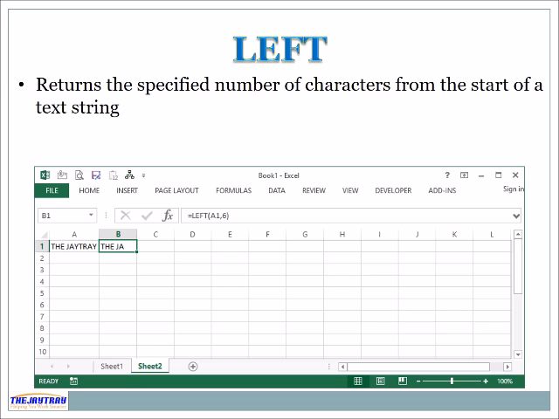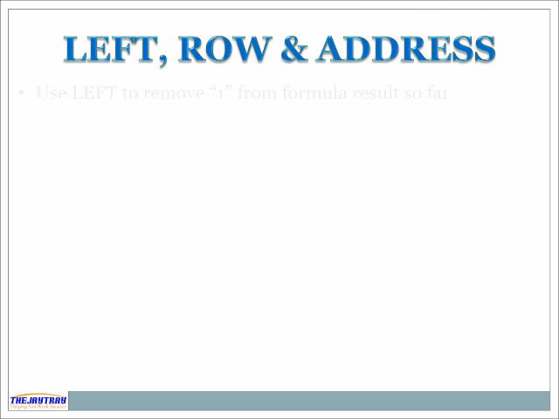You might look at that and say it's actually only giving me 5 letters, which it is. It's giving me 5 letters but 6 characters because there is a space after "the" and before "J". And that's what I'm going to use now in my ROW and ADDRESS formula, because I only want the first character of my address and row formula. So these together, the LEFT, ROW and ADDRESS.